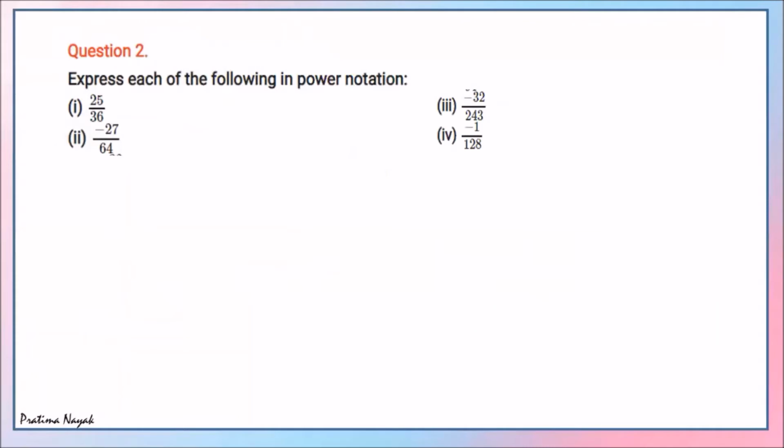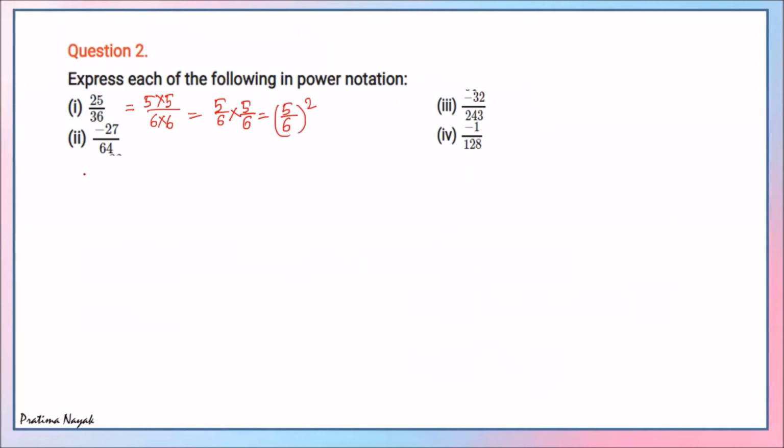Question number 2. Here also you have to write with power notation. Here the numerator is 25 and the denominator is 36. So we know that 25 can be written as 5 into 5, and 36 can be written as 6 into 6. So it will be 5 by 6 multiplied by 5 by 6. How many times? 2 times. So the power is 2.